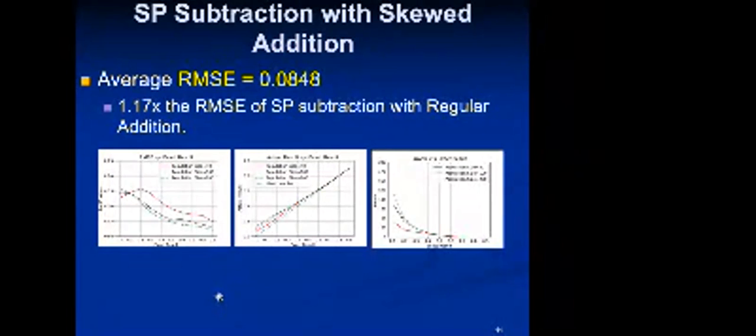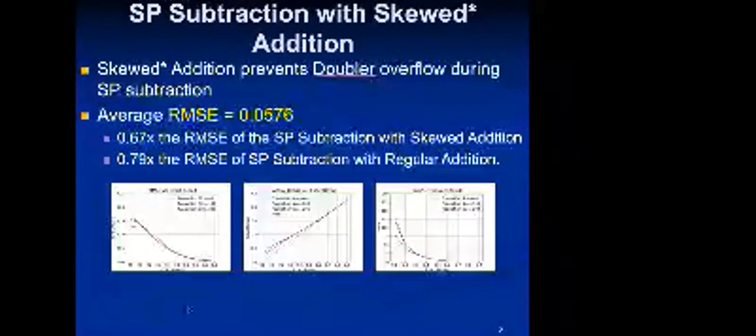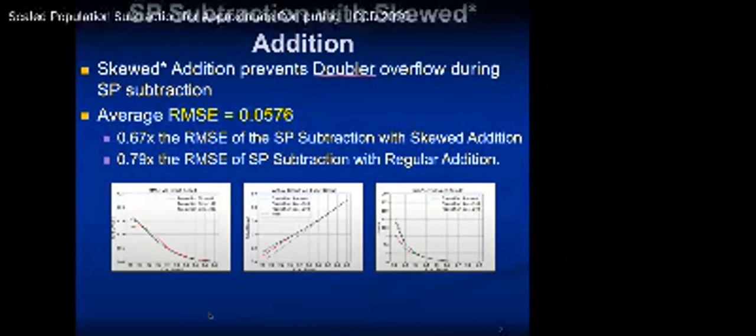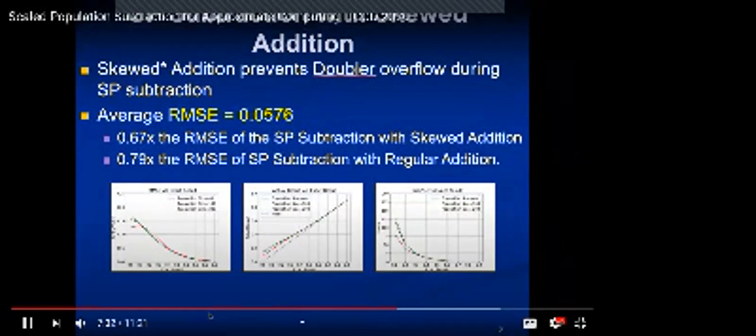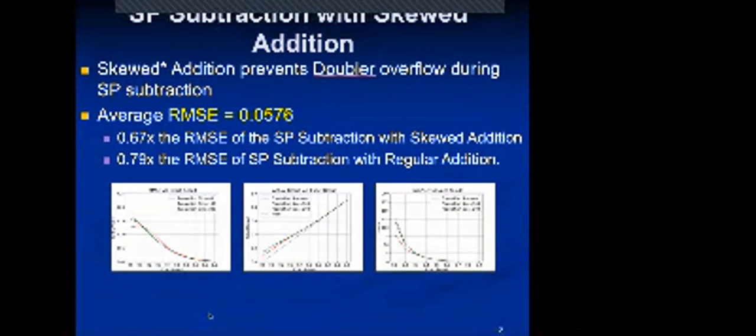When we realized SP subtraction with skewed addition, we got an RMSE of 0.0848, which was greater than that of regular addition. And when we implemented SP subtraction with skewed star addition, we got the best RMSE so far of 0.0579.